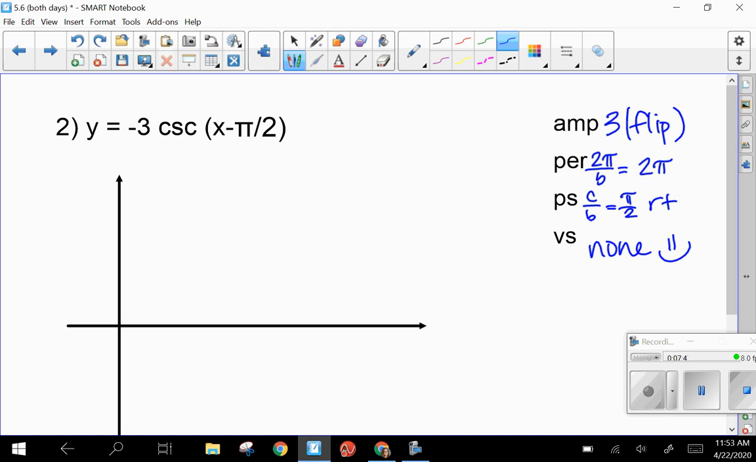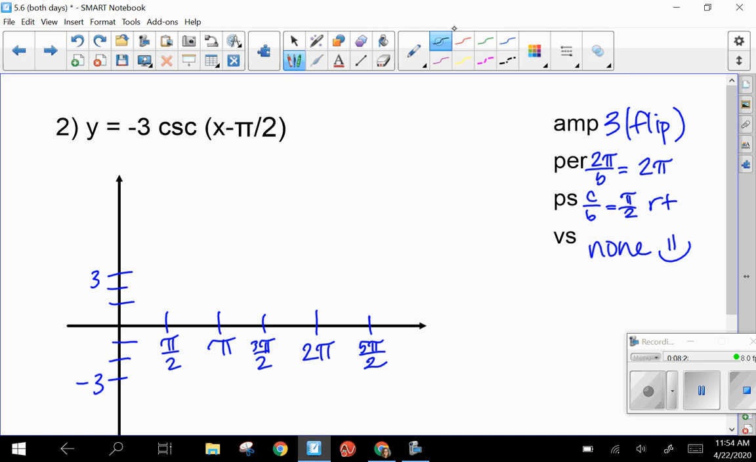All right, so I'm going to handle my labels. 1, 2, 3, 1, 2, 3. Okay, period was 2 pi. Cut it in half, pi. Cut those in half, pi over 2, 3 pi over 2. I am going to shift pi over 2 to the right, so that means I need to make space for that as well. This is like 4 pi over 2, so that means this is 5 pi over 2.